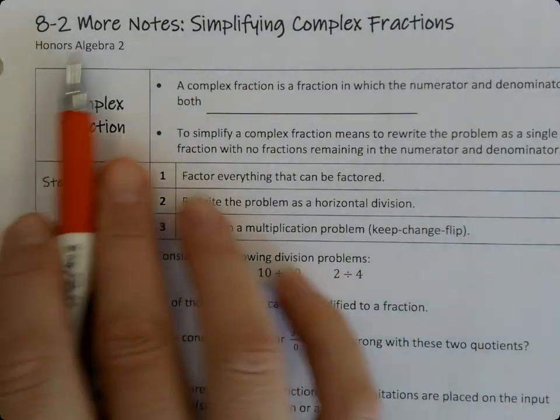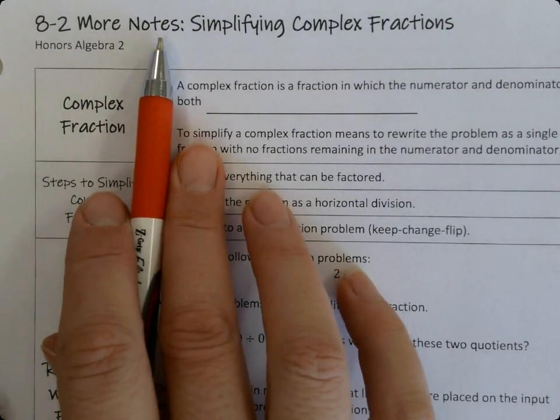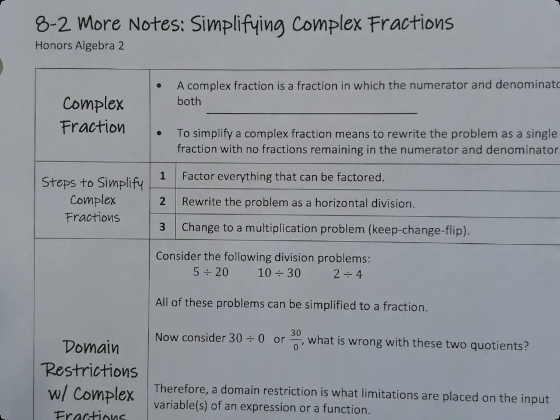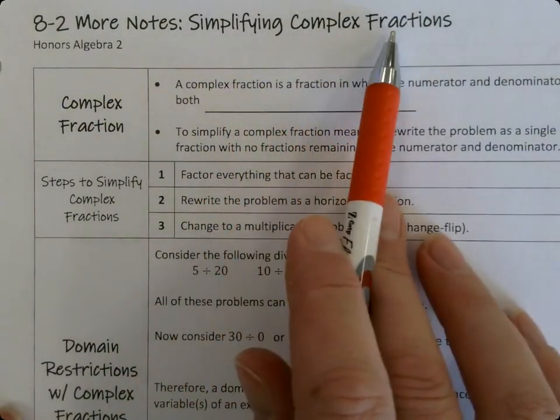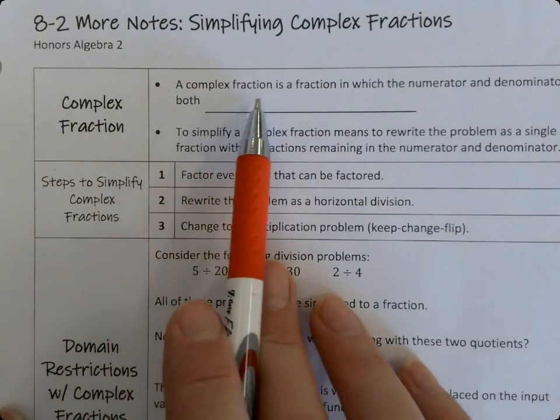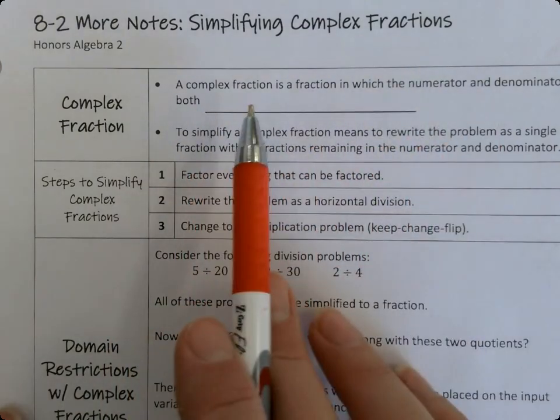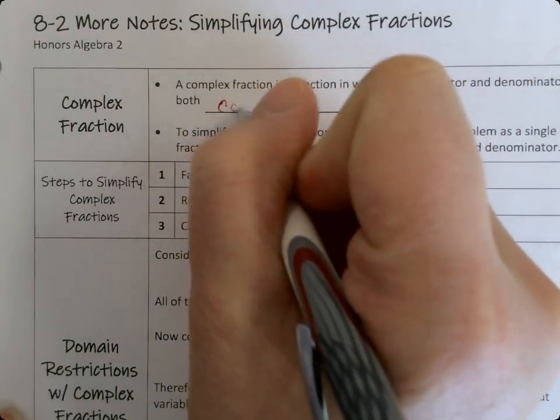All right, 8-2, we're adding on. So we were just multiplying and dividing rational expressions, but now we're simplifying complex fractions. A complex fraction is a fraction in which the numerator and the denominator both contain fractions.